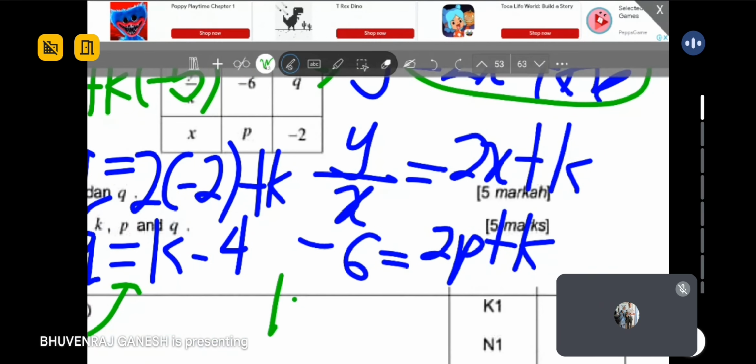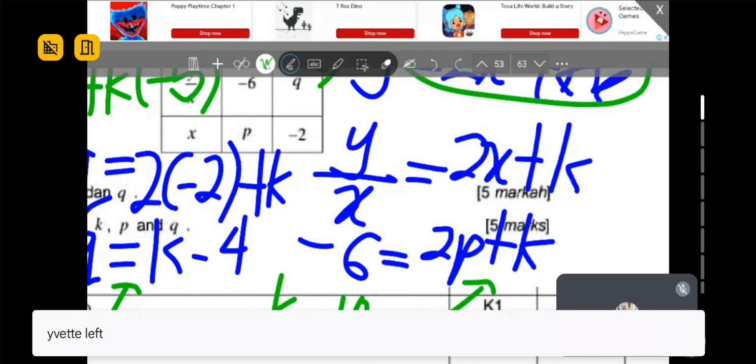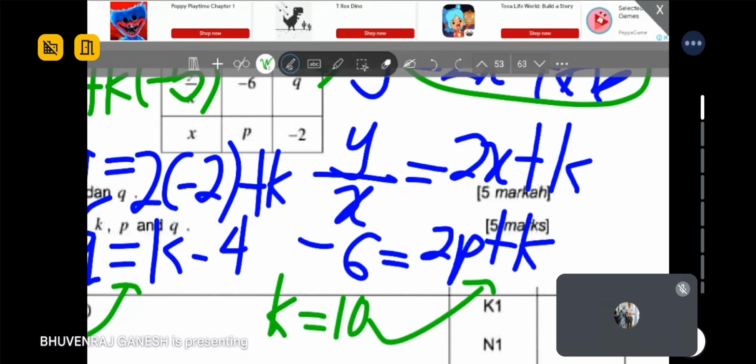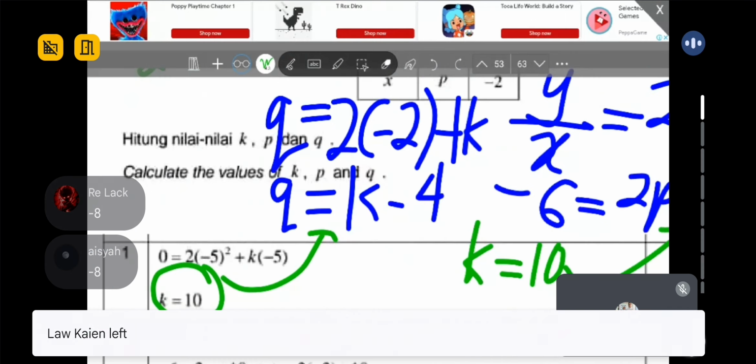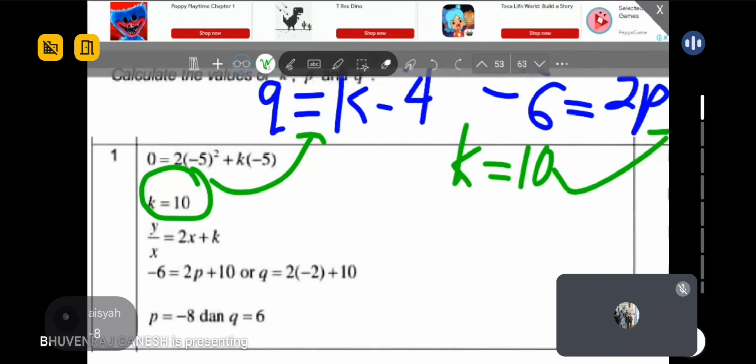K sama dengan 10. So you substitute inside here. So P value dapat berapa? Anyone? Apa nilai P kamu dapat? What's your answer? Yes. K negative 8. Am I right? So this is your working. Okay, ini jalan kira dia.